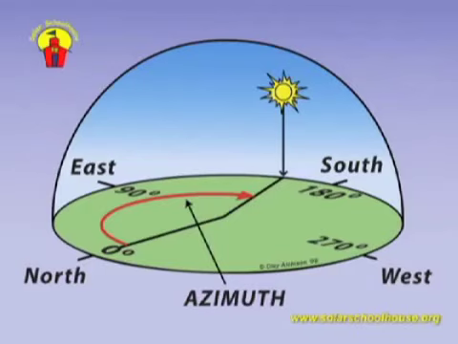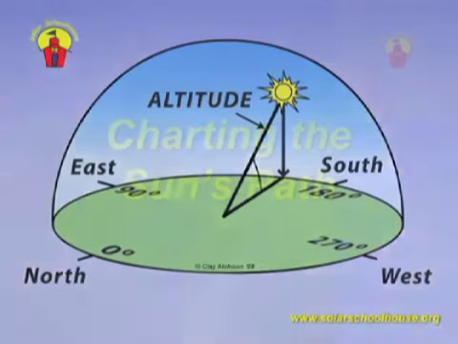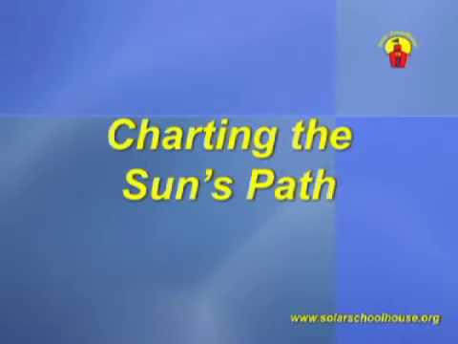A plumb line drawn from the sun to the horizon intersects a specific degree on a compass rose. This angle is a measure of the sun's azimuth. We also need to know the sun's altitude or vertical angle, its angular height above the horizon. The combination of azimuth and altitude describes a specific spot on the sky dome. We can use these same two measurements to describe the real sun's position in the actual sky.